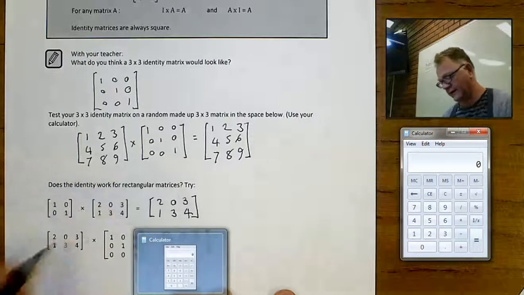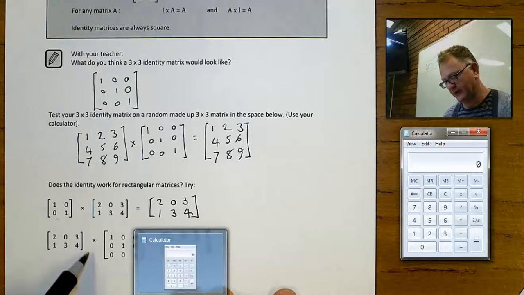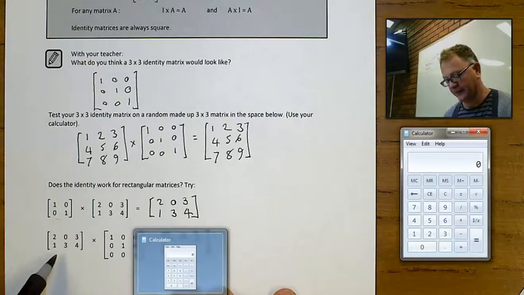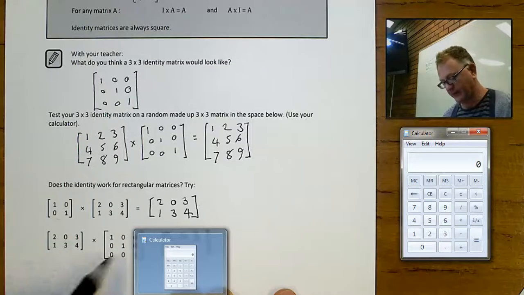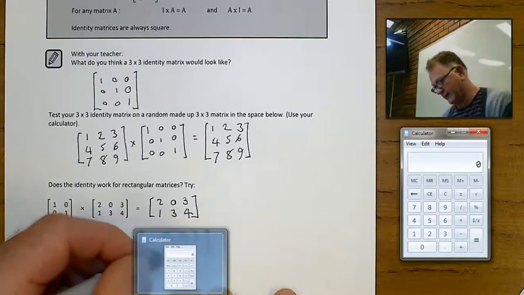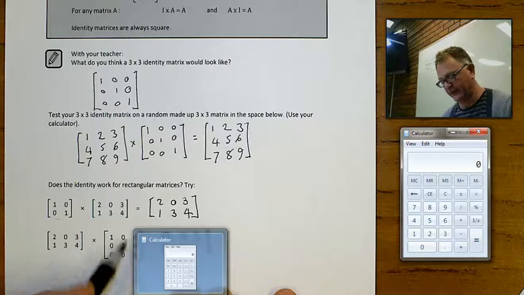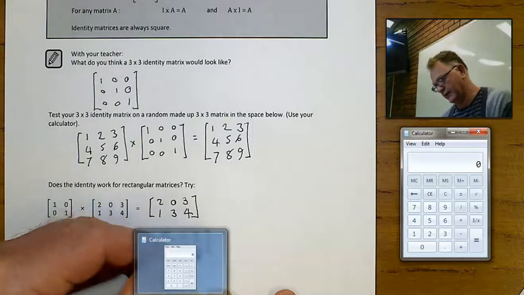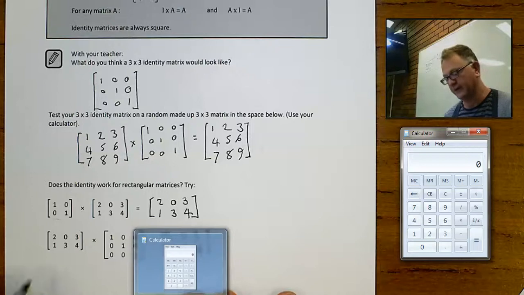And you can see how it's all turning out, can't you? Multiply this row by this column. 1 times 1, 3 times 0, 4 times 0. It's going to equal 1 in the end. This row by this column. 1 times 0, 3 times 1 is 3. 4 times 0, it'll be a 3 there. And surely, multiply this row by this column, we get a 4 here. And so you can see that the identity works for rectangular matrices as well.